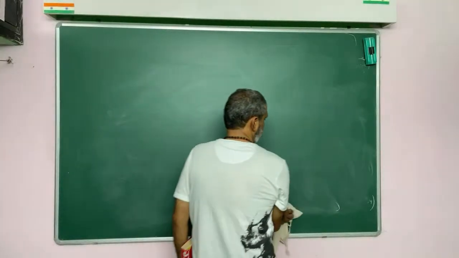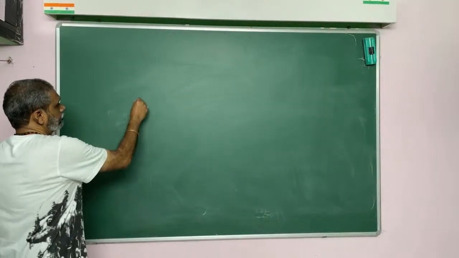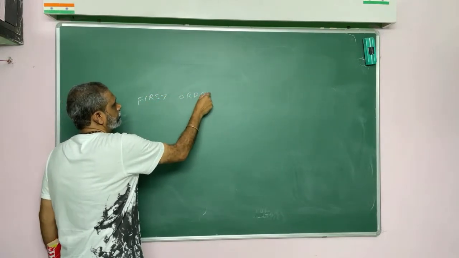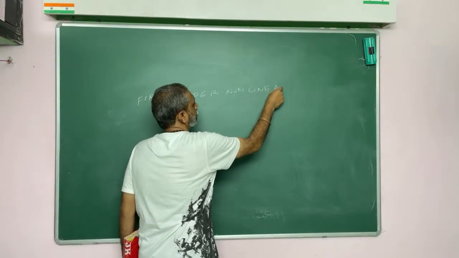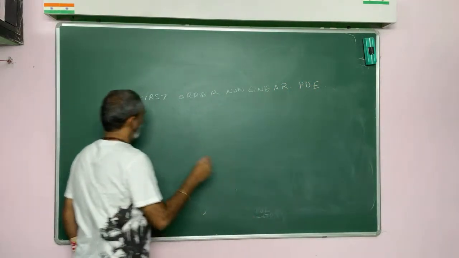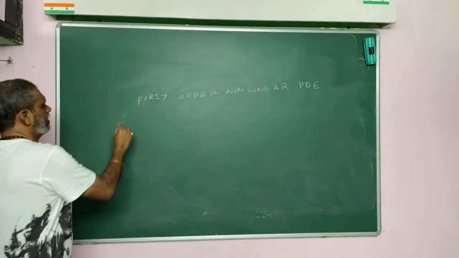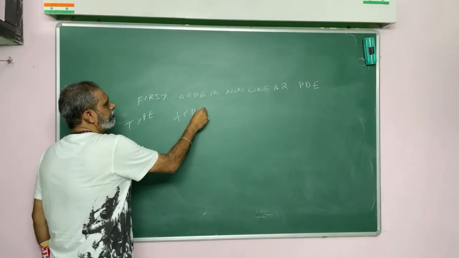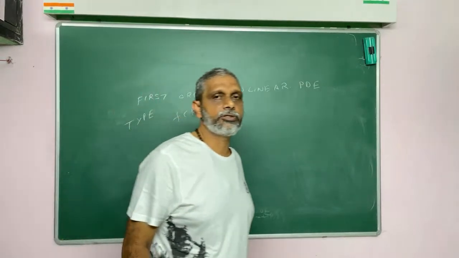Then we go for the first order nonlinear. You should not call type 1, type 2, I will just call it a type. The first type is this type: F of P, Q is equal to 0. The type 1 contains only P and Q. There is no X, there is no Y, there is no Z.